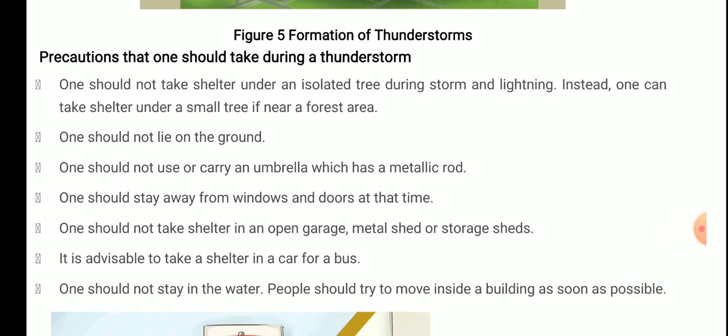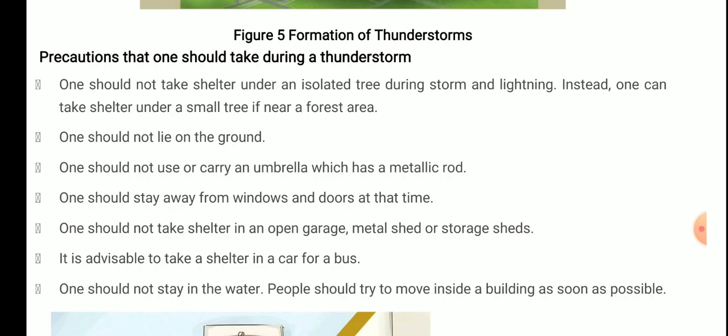Very important again, these precautions need to be taken when there is a thunderstorm. First, one should not take shelter under an isolated tree during storm and lightning. Instead, one can take shelter under a small tree if near a forest area. One should not lie on the ground. One should not use or carry an umbrella which has a metallic rod. One should stay away from windows and doors. One should not take shelter in an open garage, metal shed or storage sheds. It is advisable to take shelter in a car or a bus. One should not stay in water. People should try to move inside a building as soon as possible.